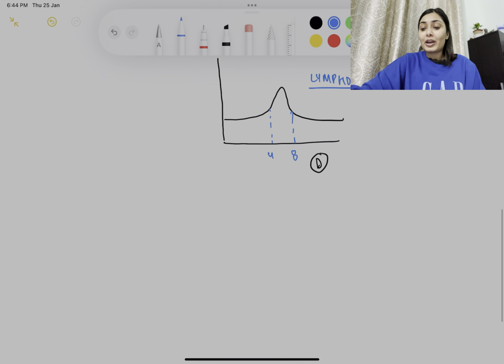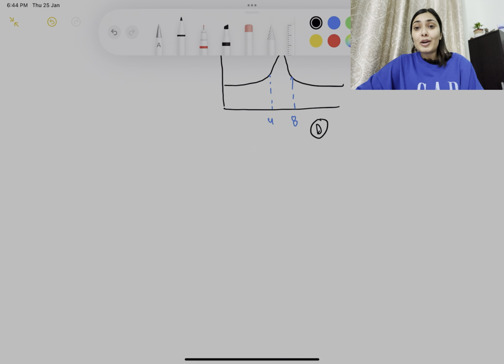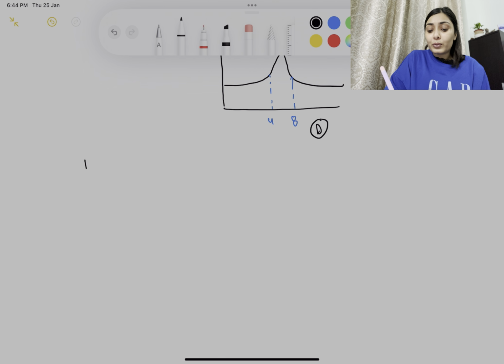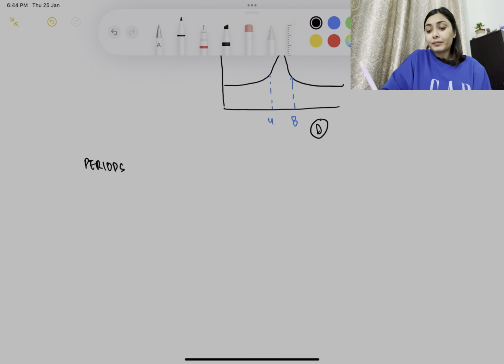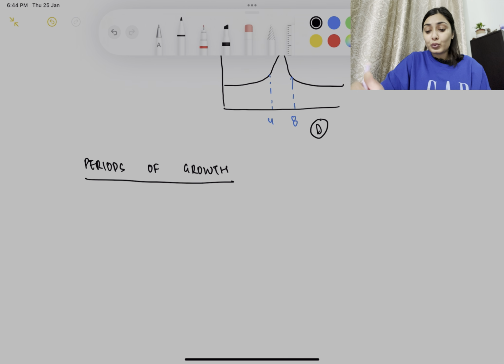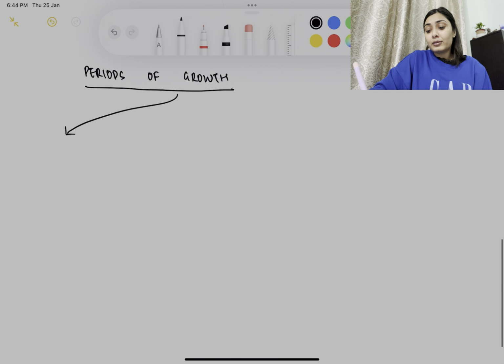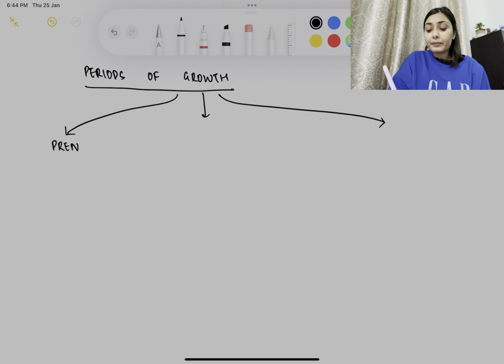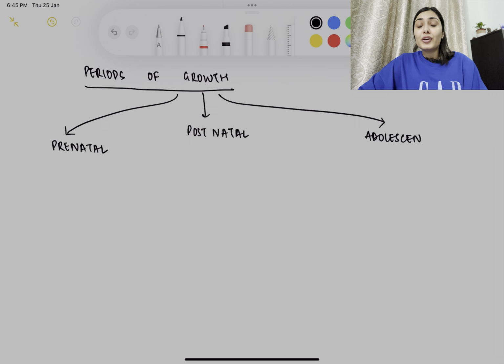Now the second topic here is going to be the periods of growth. Periods of growth of the baby. Depending on the age, the growth periods are given, right? So when we talk about the periods of growth, I can broadly divide them into prenatal, that is before the birth, postnatal, that is after the birth, and lastly adolescent group, adolescent period, right?